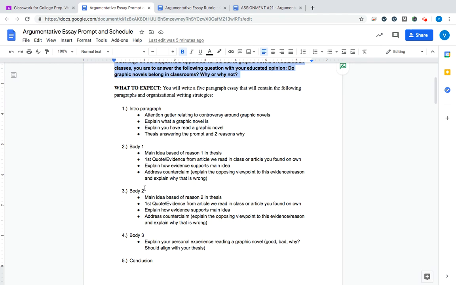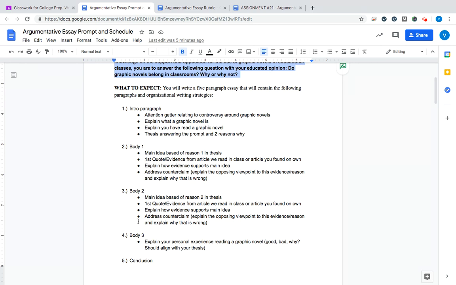All right. So just 1 quote in this body paragraph. And then instead of adding a 2nd quote like we did with our last essay, you are just going to be addressing the counterclaim, explaining what your opposition might think, and then explaining why you disagree or why you think that is incorrect.